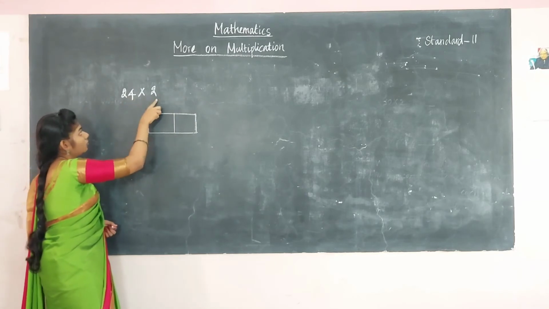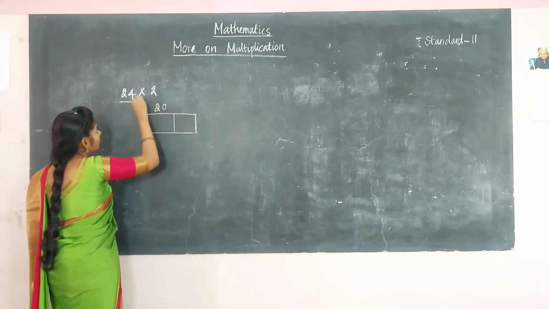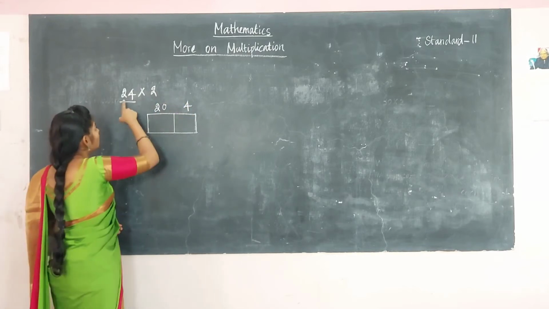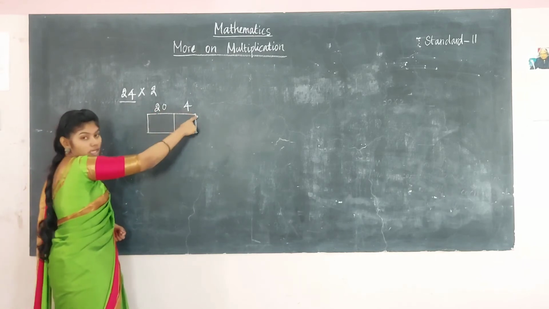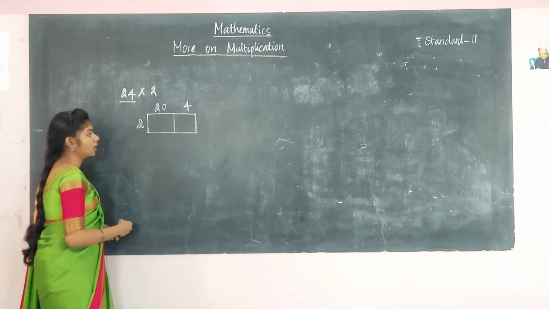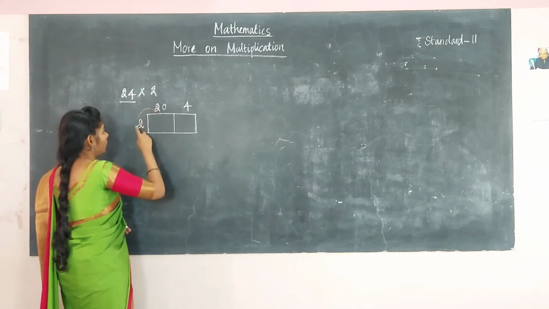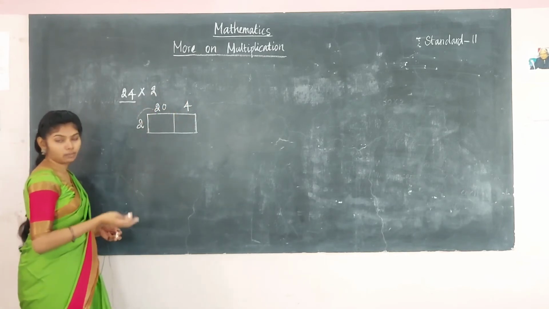So first, 24 into 2. First I have to split this number as 20 and 4, written row wise and column wise. 24 as 20 plus 4, which is 24. There is no change in this number. And you write the 2 here. Now you have to multiply 2 into 20 and 2 into 4.